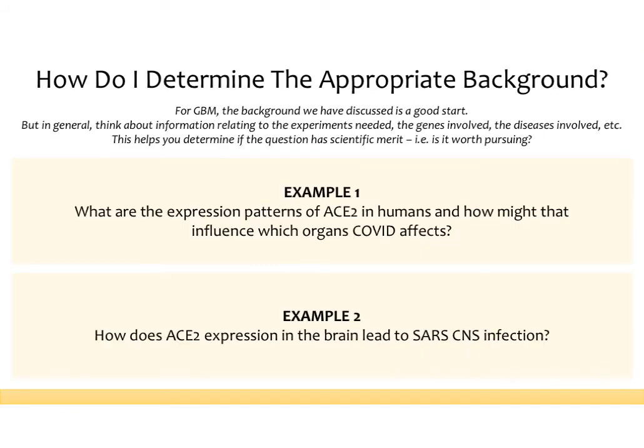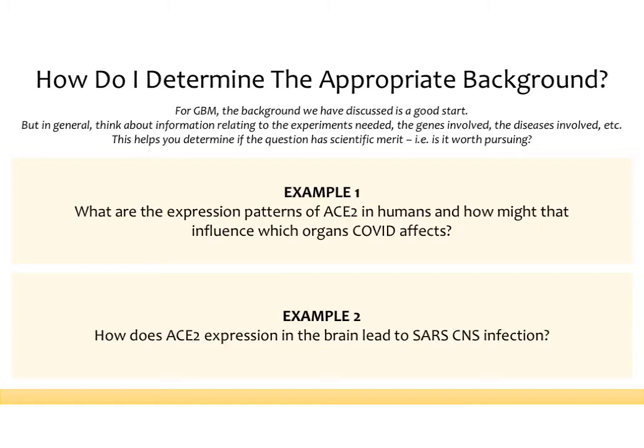So now that we have a research question, how do you figure out what background you need to make sure that it is actually a good question? For GBM, we've discussed a lot of the basic background you would need. But in general, you should think about what experiments you might need, what genes are involved, what diseases are involved, and research around those questions. So do you have the experiment? Do you know how to do the experiment? Can you get the resources to do the experiment? Are there genes that do specific things that are involved?